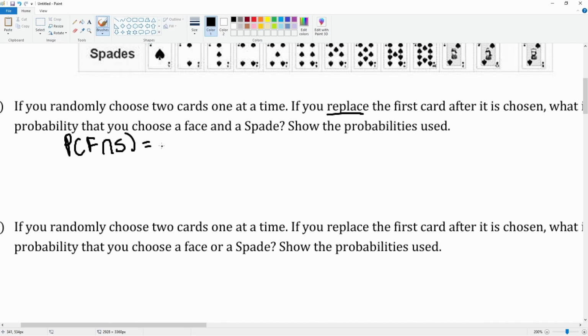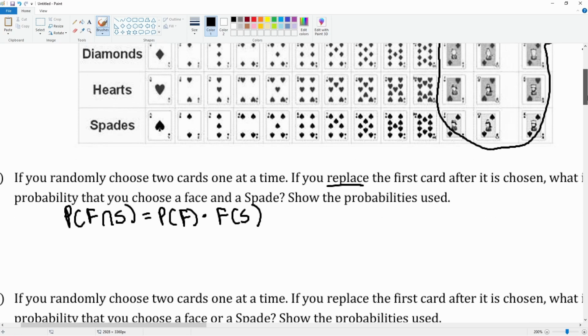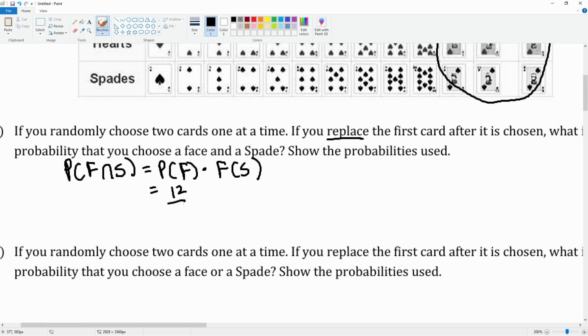replaced. So it would be the probability of a face times the probability of a spade. We know that there are 1, 2, 3, 4, 5, 6, 7, 8, 9, 10, 11, 12. There are 12 face cards. So there are 12 out of 52 face cards, and spades, there are 13 out of 52 spades. So let's do that multiplication.